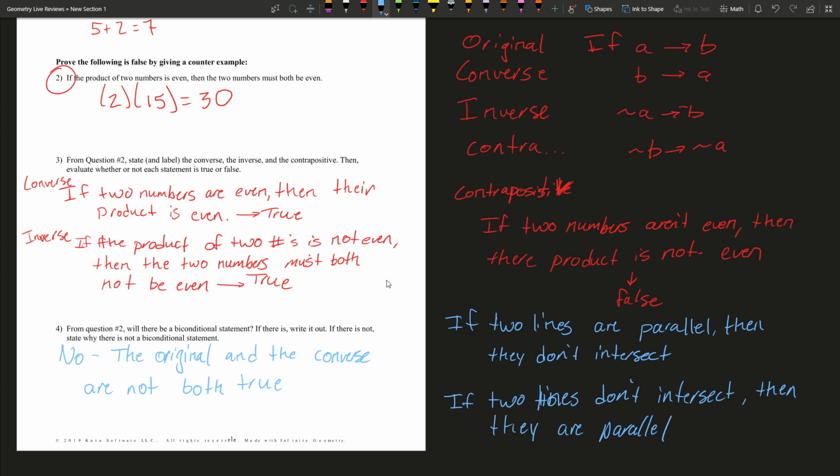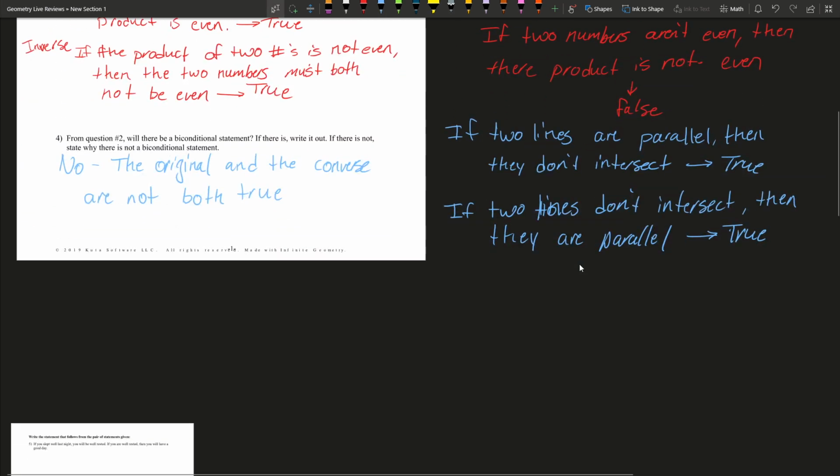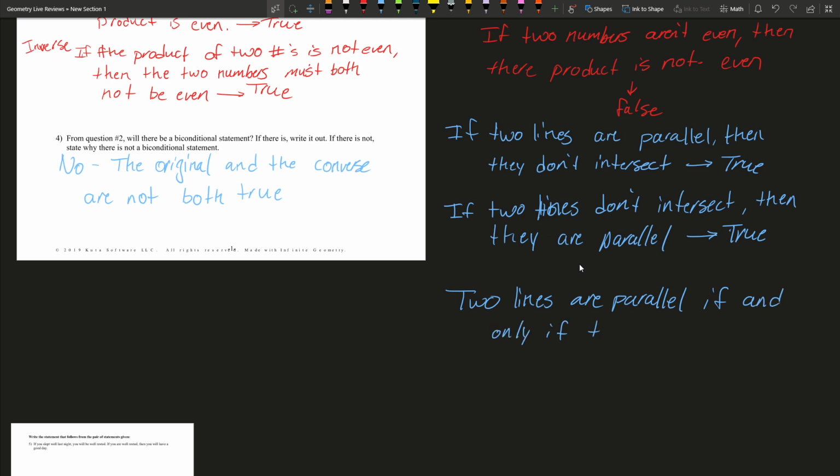Now, I know we haven't gone over definitions of parallel yet, but this original statement is true. And if two lines don't intersect, then they are parallel. This is also true, at least in our geometry. Because both of these are true, we can rewrite this as a biconditional statement, which says two lines are parallel if and only if they do not intersect. So in number 4, because both the original and the converse are not true, there is no biconditional statement for it. In the example in blue to the right, both the original and the converse are true, so there is a biconditional statement.